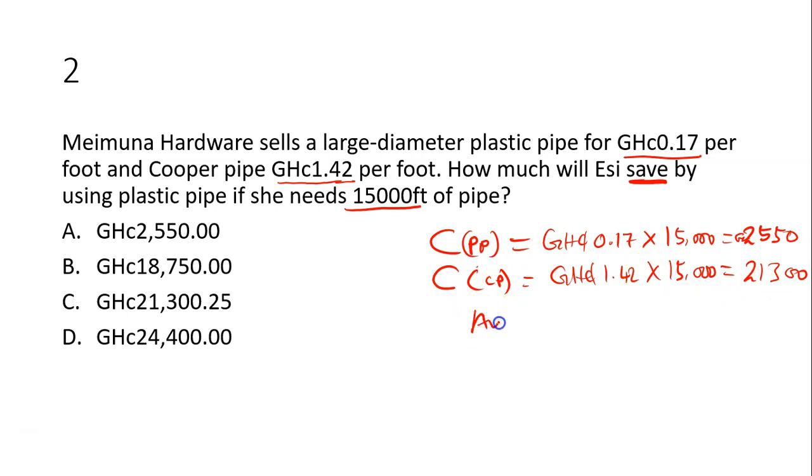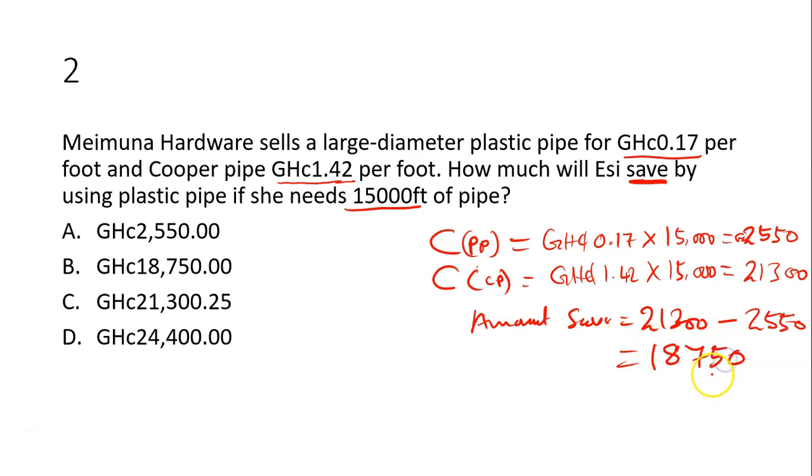So amount saved should be equal to the cost of copper pipe, which is 21,300, minus the cost of plastic pipe, which is 2,550. So 21,300 minus 2,550 should give you 18,750. So the correct answer for question 2 is B.